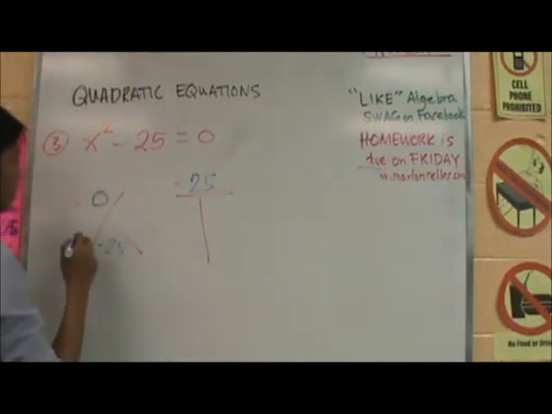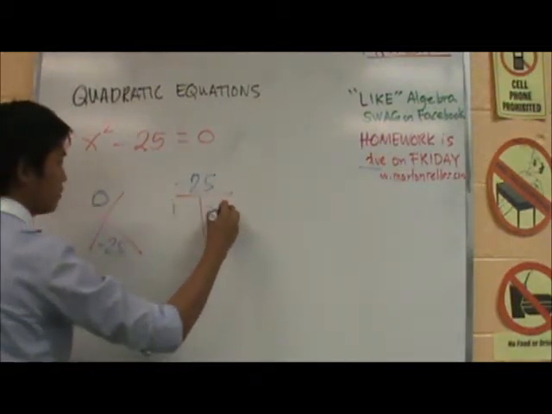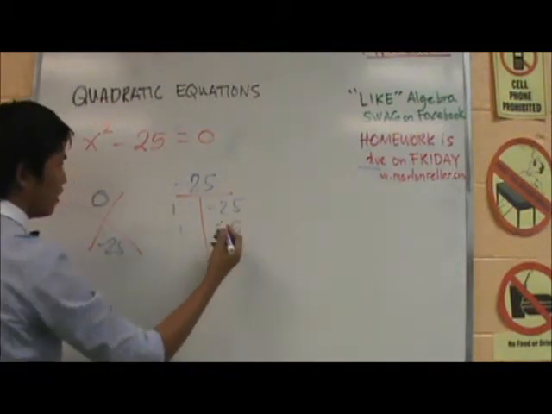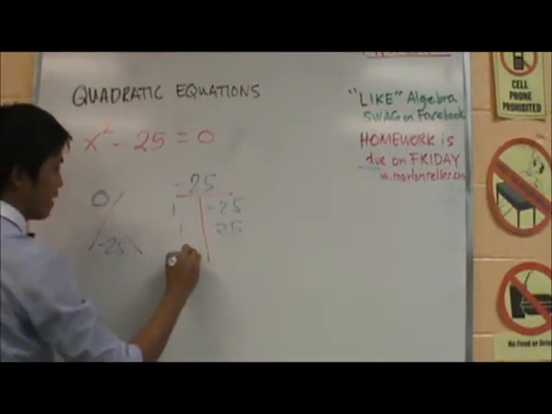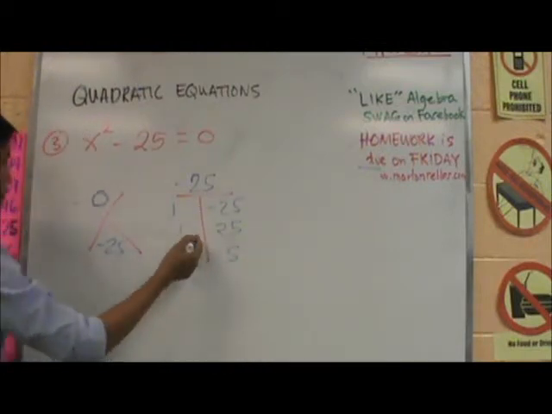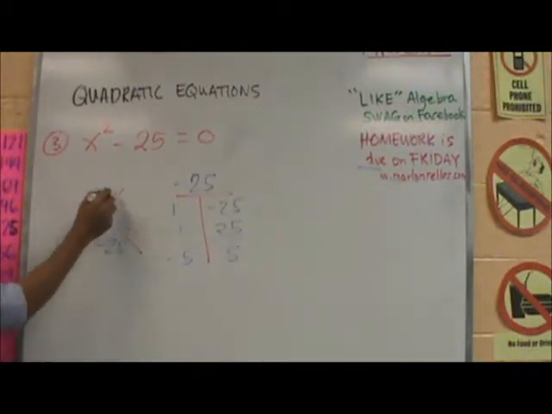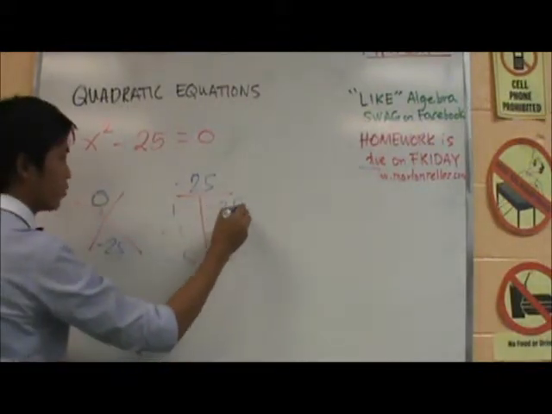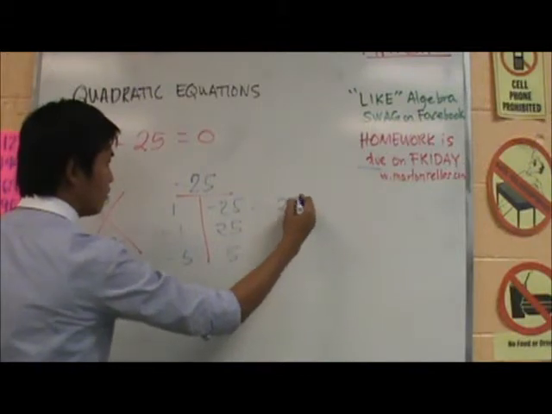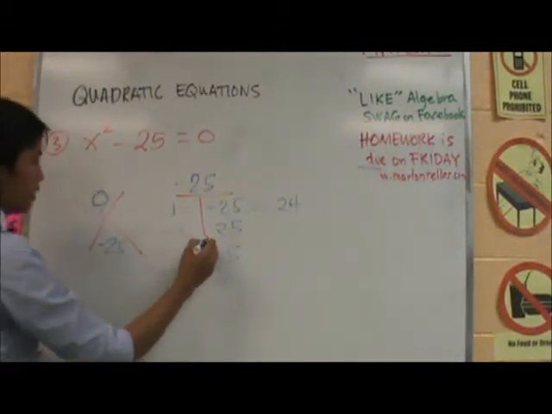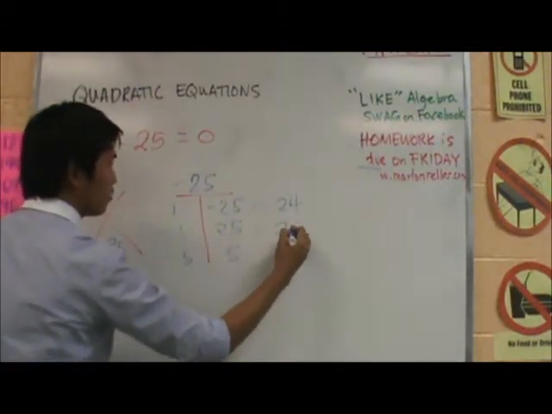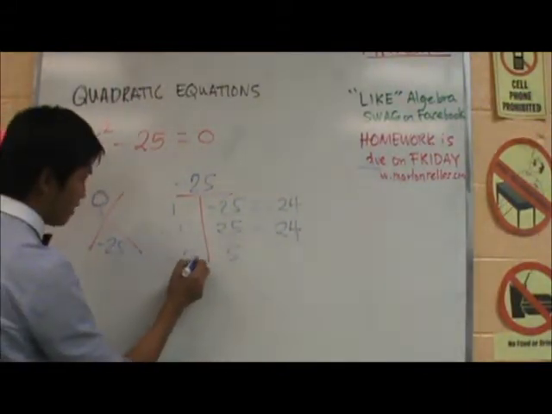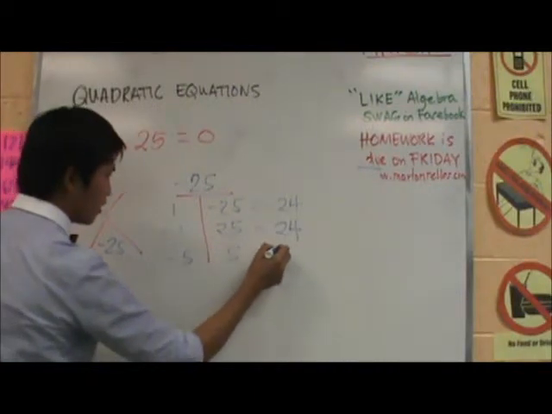-25. So it could be 1 and -25, -1 and 25. Oh, how about -5 and 5? Now, which pair here will give us 0 if we add them? 1 plus -25 is -24. -1 plus 25 is +24. How about -5 plus 5 equals 0, there we go.